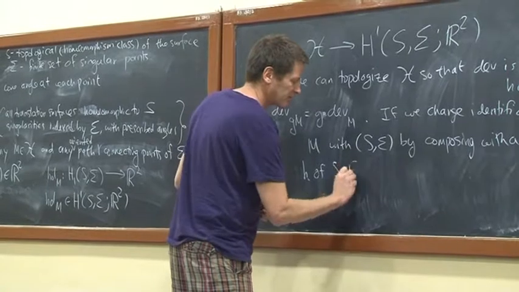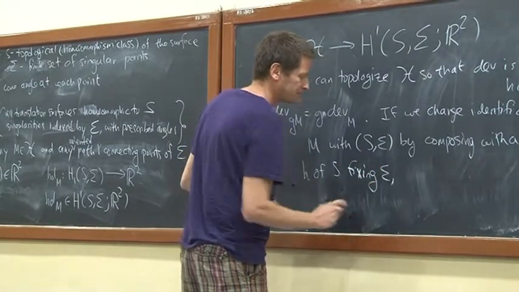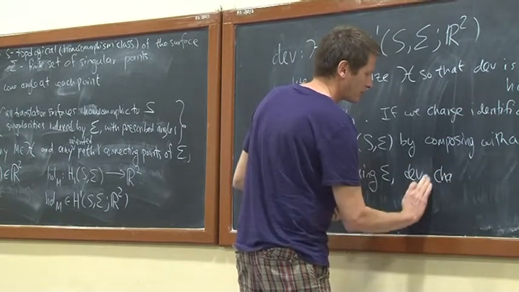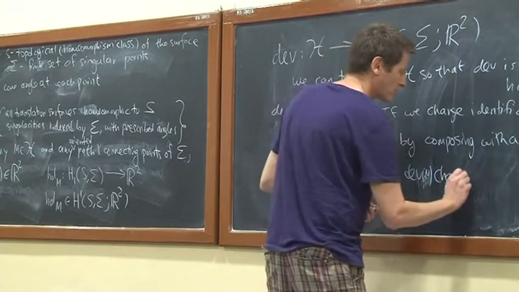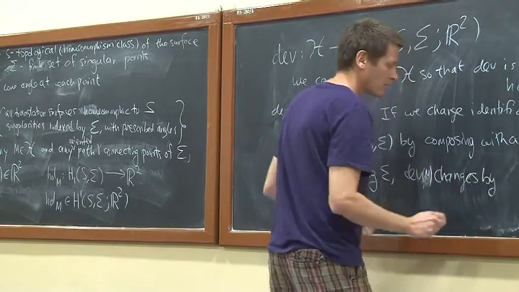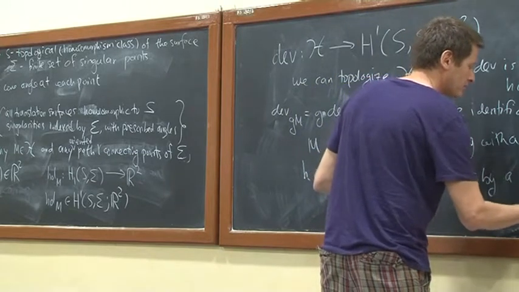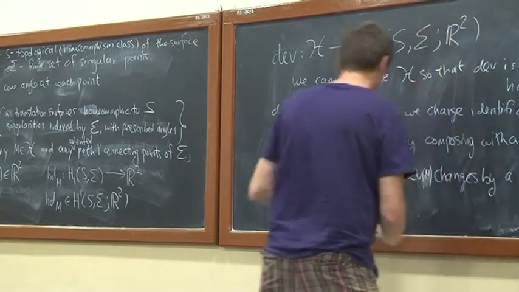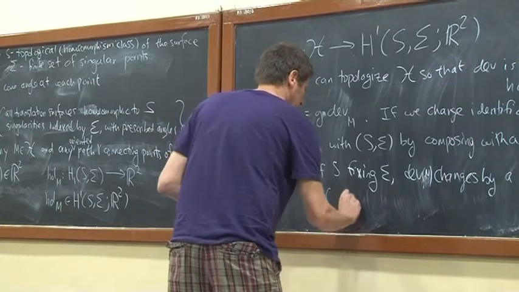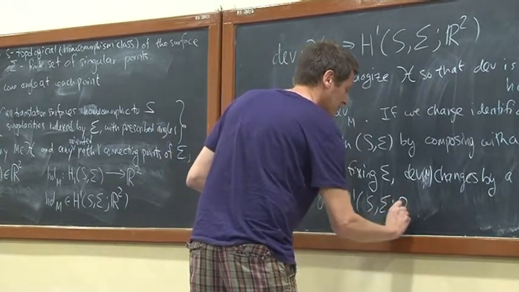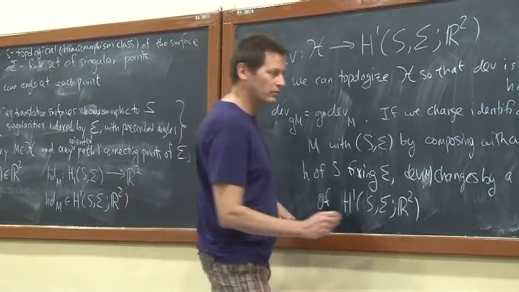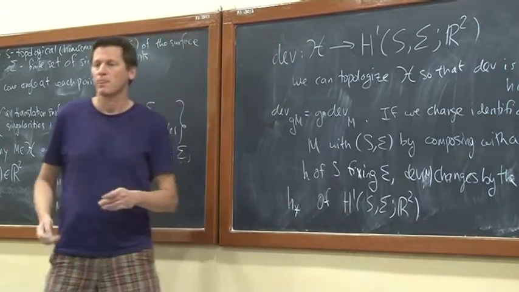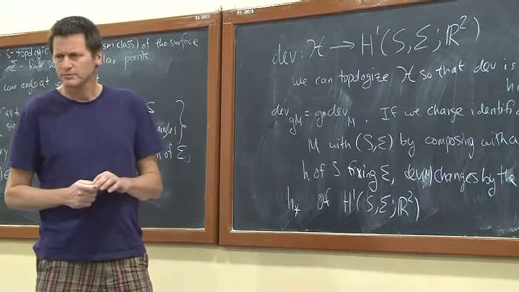of S, fixed sigma, dev of M changes by linear automorphism of H1. It's just by the linear automorphism H lower star. Right?